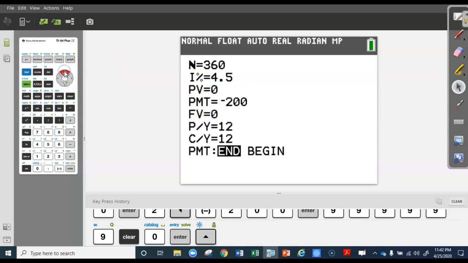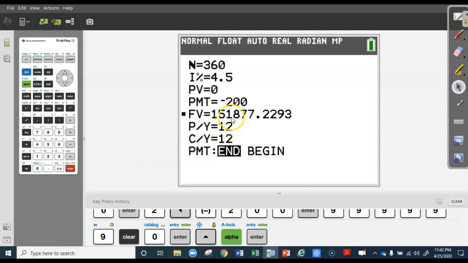I got to click the up arrow to highlight this. Now, how do I calculate this? I want to know the future value. So that's where I go over to the calculator here. I'm going to click on alpha and then enter. And that will tell me what the value of that investment will be, which will be $151,877 and about 23 cents.